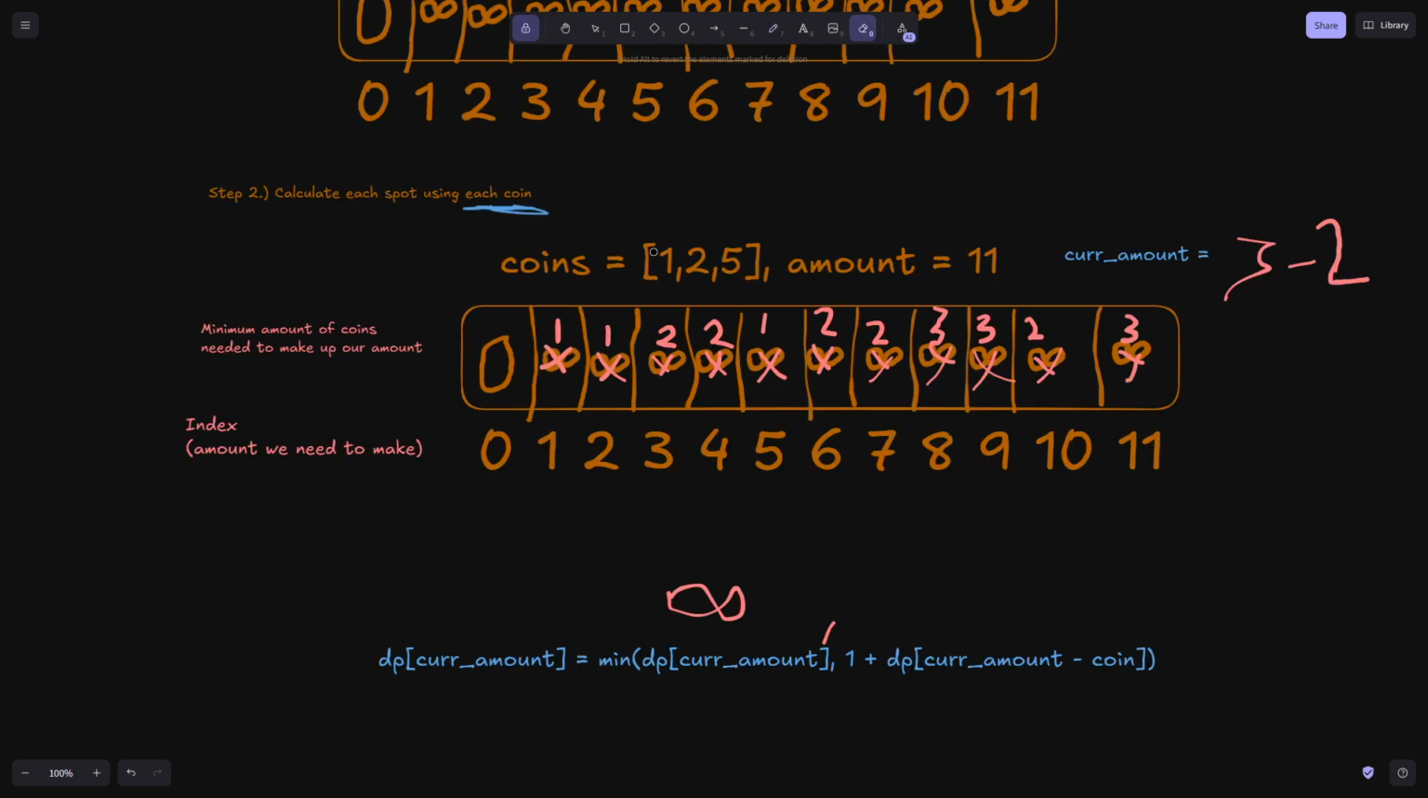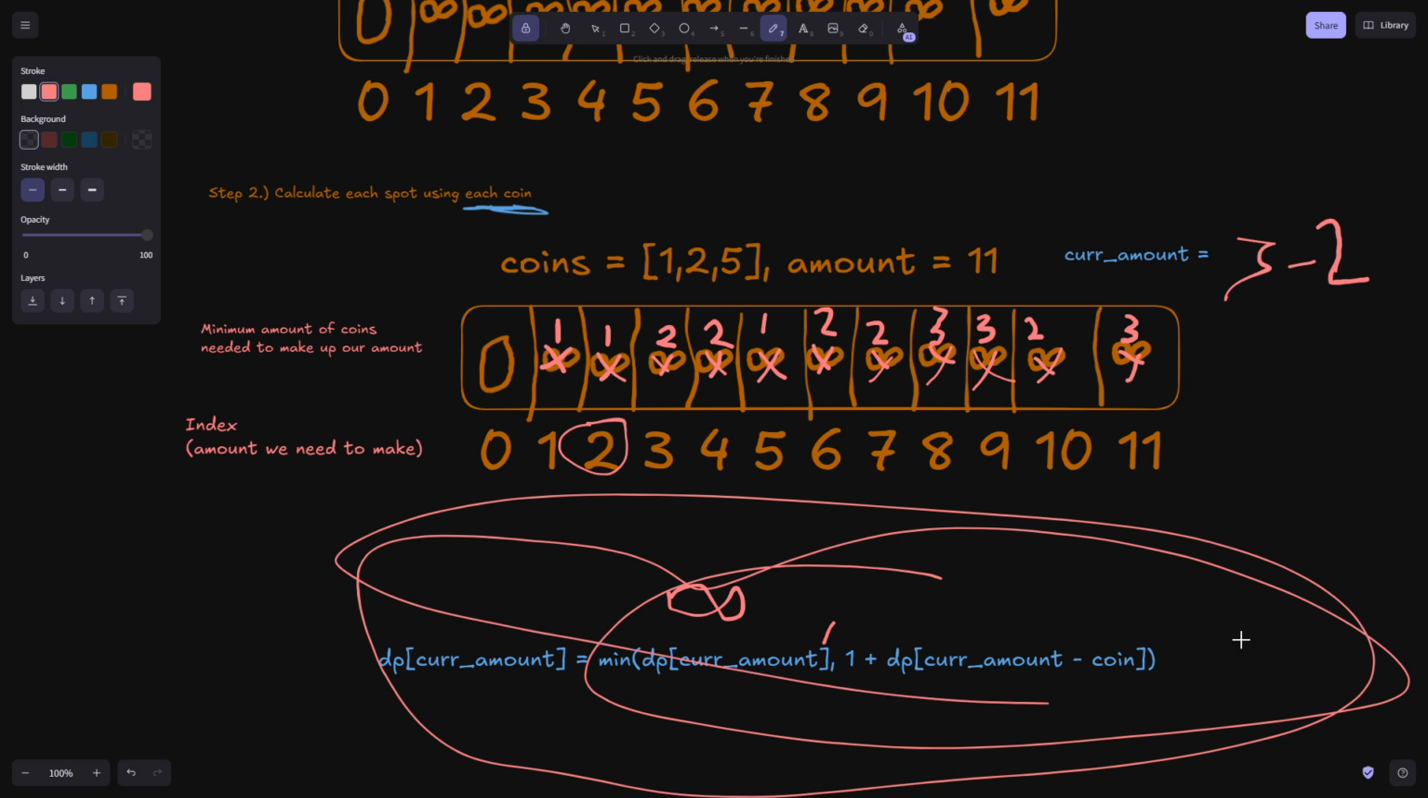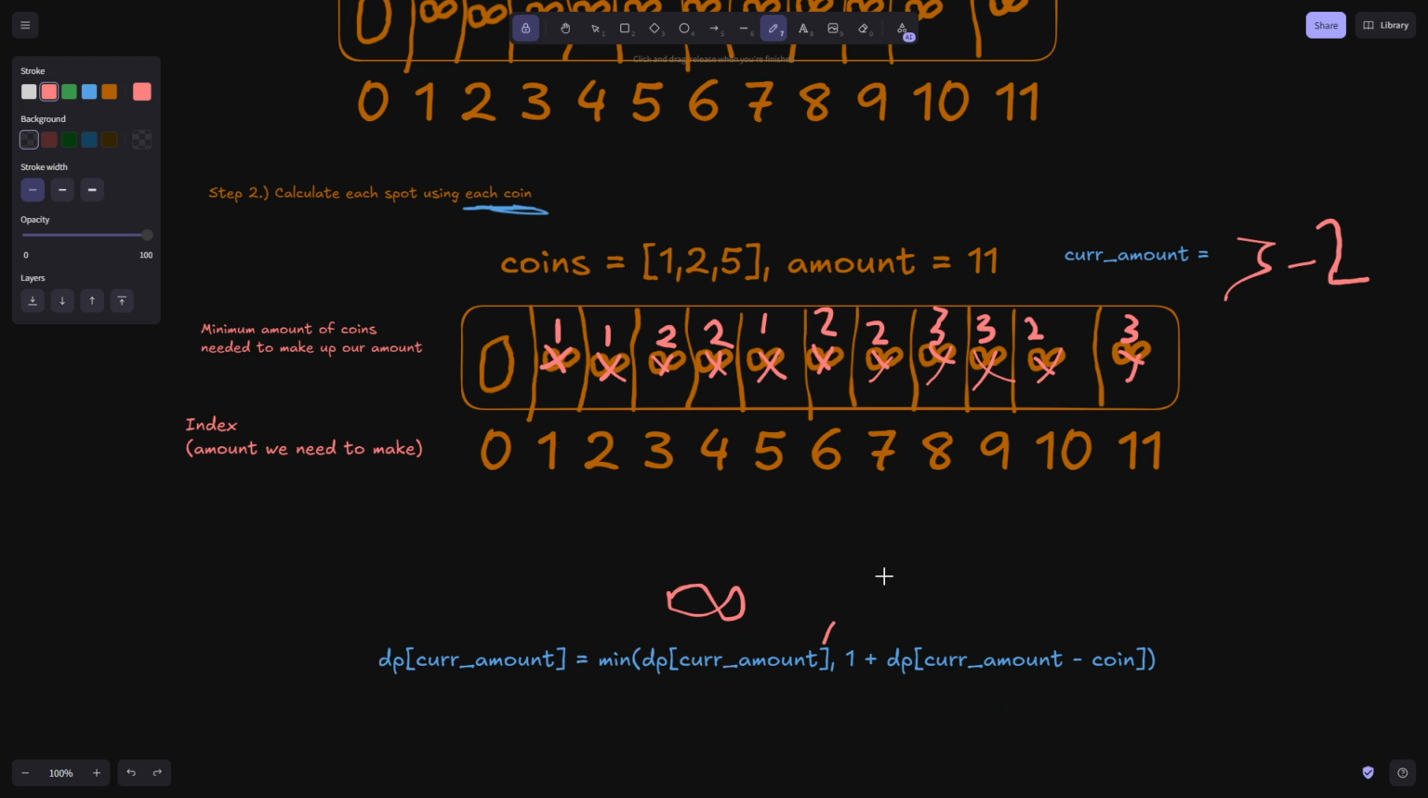We're basically checking every coin at some position, which is the amount we need to make, and using this formula to find the minimum number of coins. And it's really fast because we're using previous stored solutions, which is obviously the beauty of dynamic programming. So it shouldn't be a surprise that we're using subproblems we already solved to solve the current subproblem we're on.